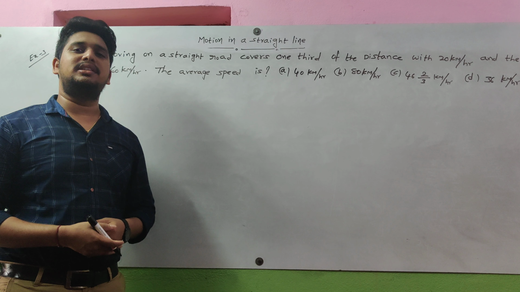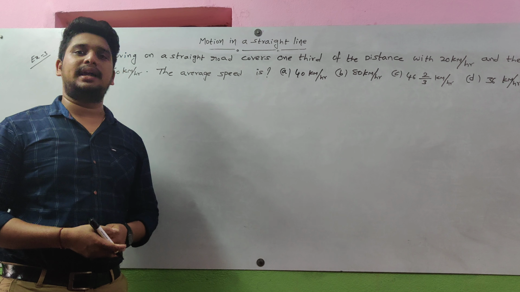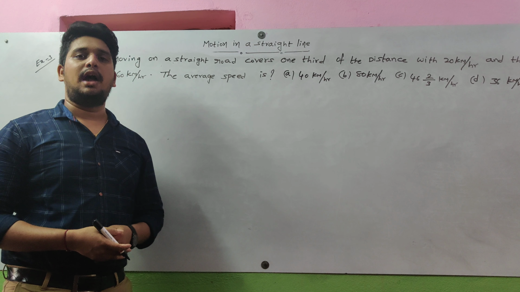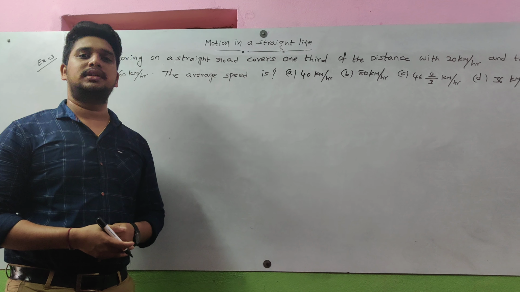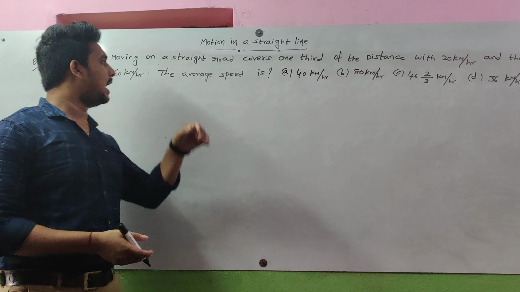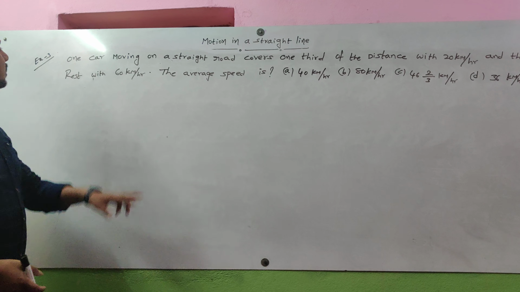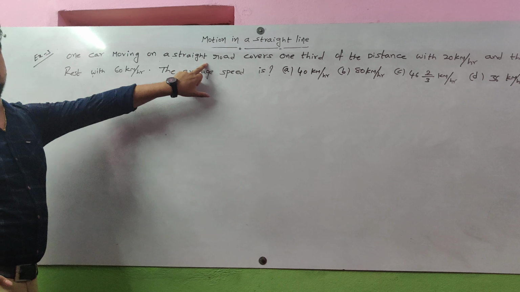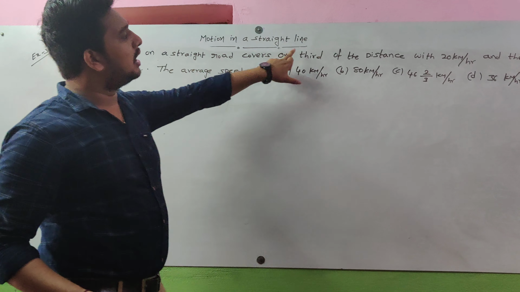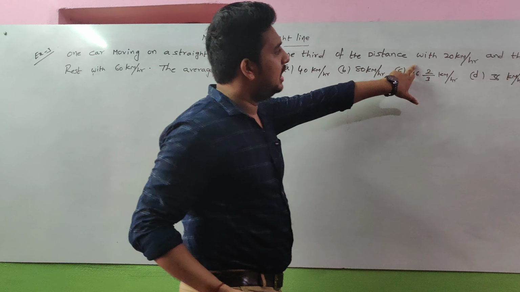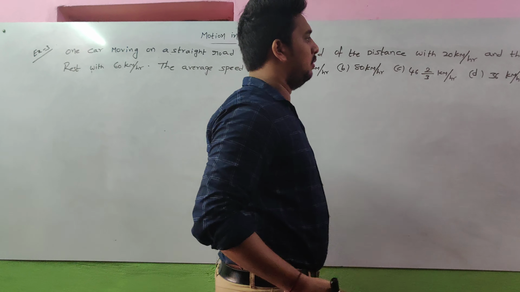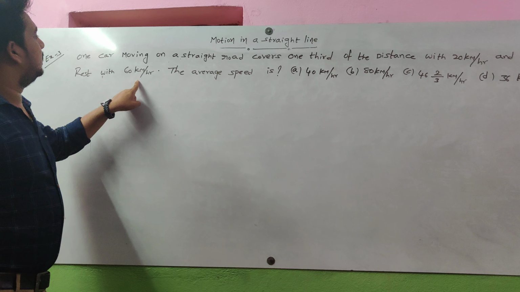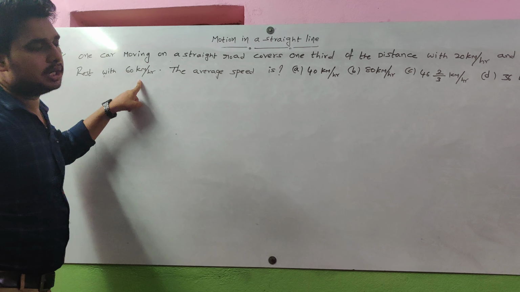To continue my lecture on motion in a straight line, problems on average speed and average velocity, I would like to discuss a new problem, example 3. Observe carefully. One car moving on a straight road covers 1/3 of the distance with 20 kilometers per hour and the rest with 60 kilometers per hour.